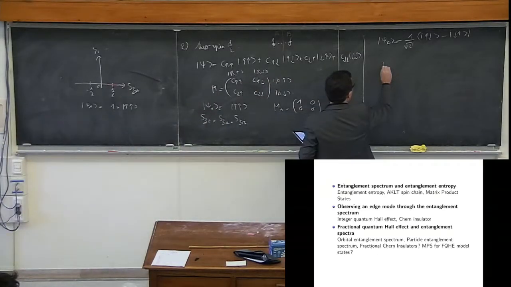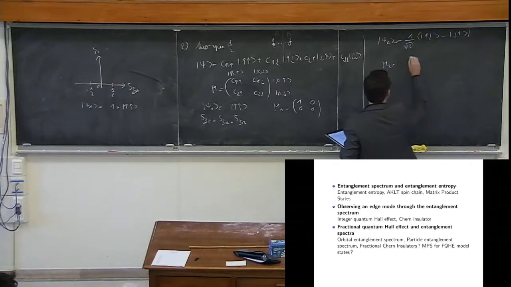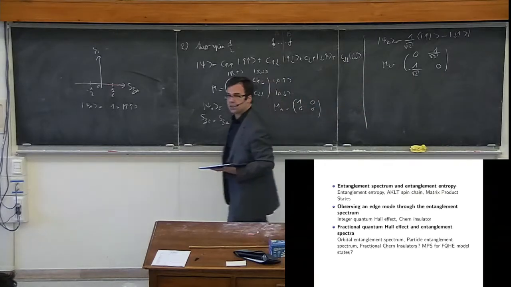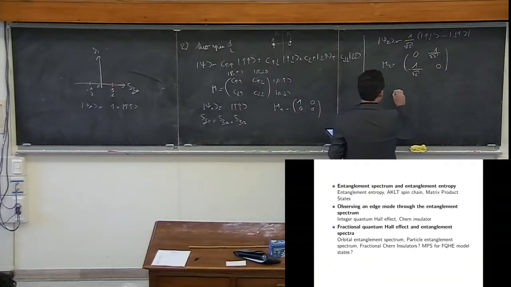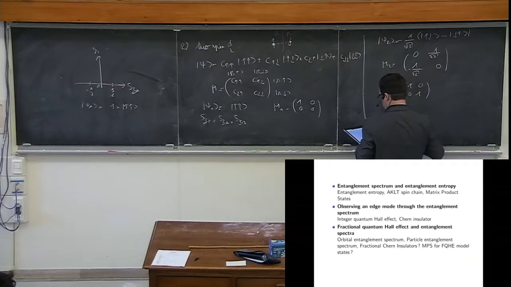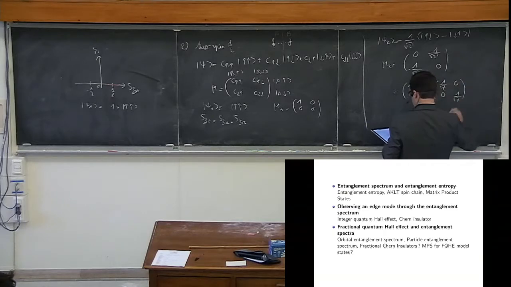The entanglement matrix is a bit more tricky here. It's 0, 1 over square root of 2, minus 1 over square root of 2, 0. So you have to perform the SVD on this one, but the SVD is actually quite trivial. You can write it like this, for example: 1 over square root of 2, 1 over square root of 2, 0, 0, 0, minus 1, 1, 0.